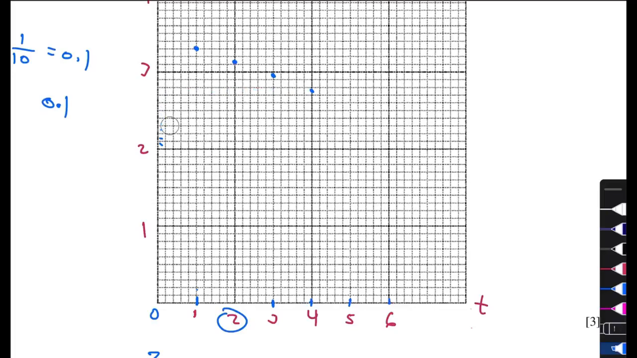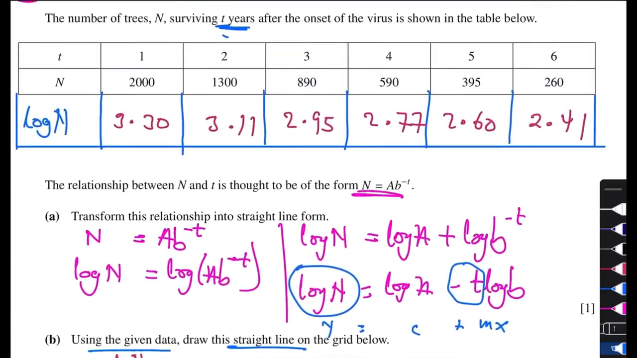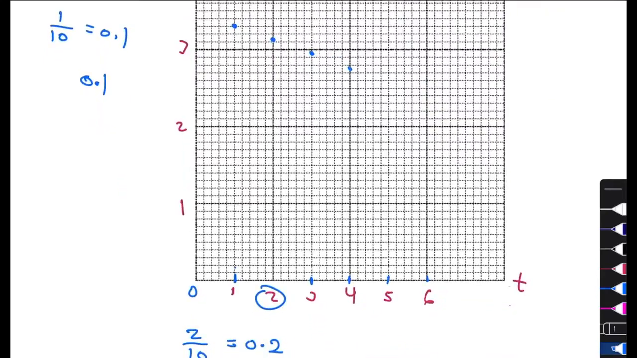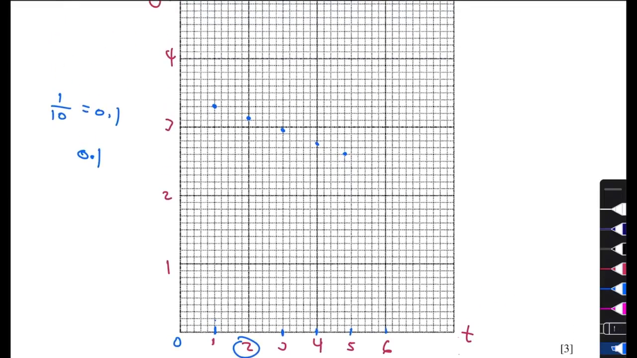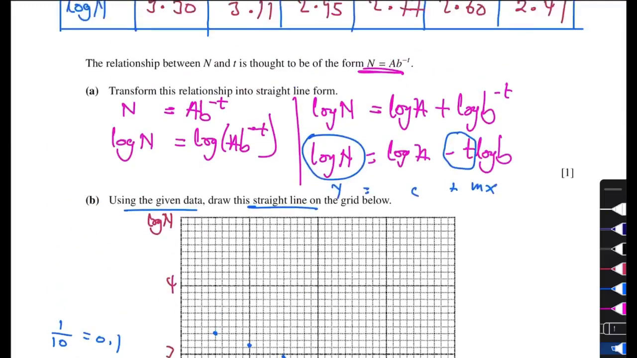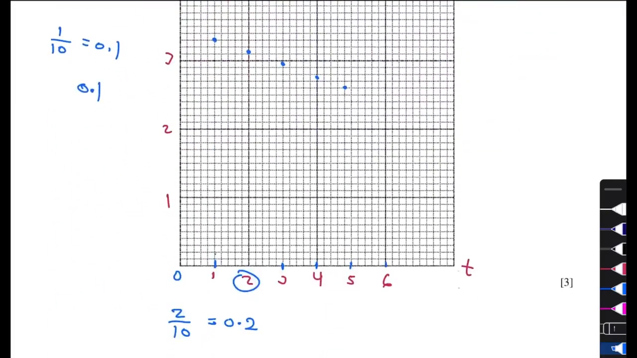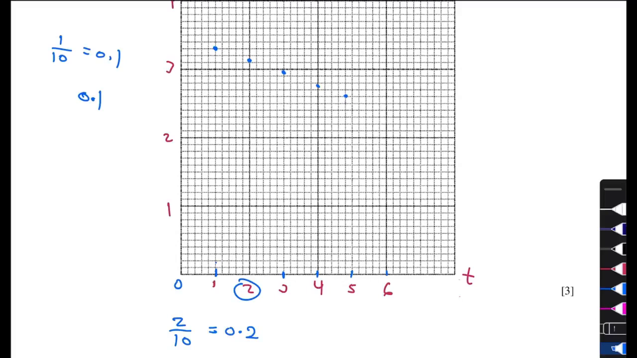And then the next is 5 against 2.6. That is cooler because it's easier to get. So this is 2.1, 2.2, 2.3, 2.4, 2.5, 2.6 is right here. It's easier. You can see right now that we are getting a straight line. And then number 6 is 2.41. So this is number 6. So 2.1, 2.2, 2.3, 2.4. 2.41 is just almost at 2.4, right?